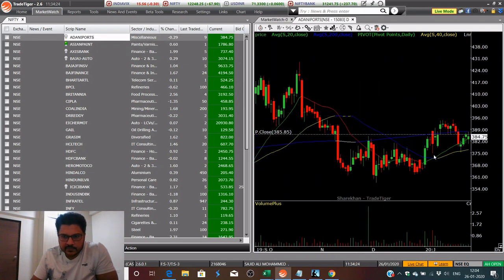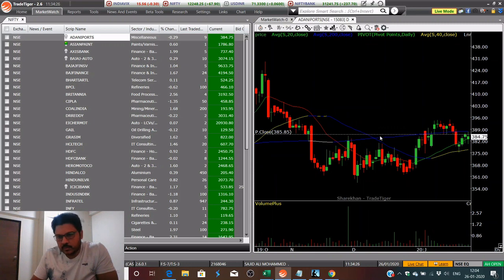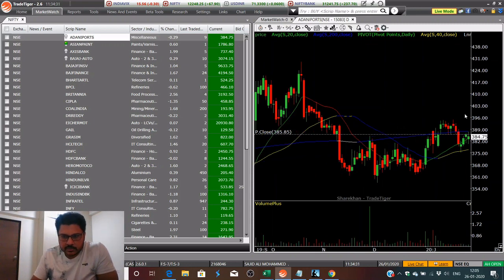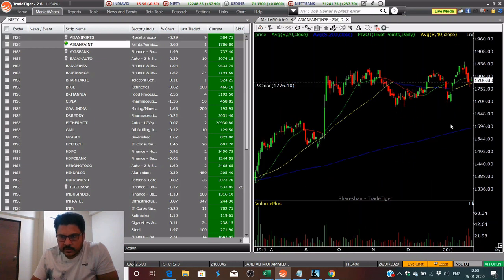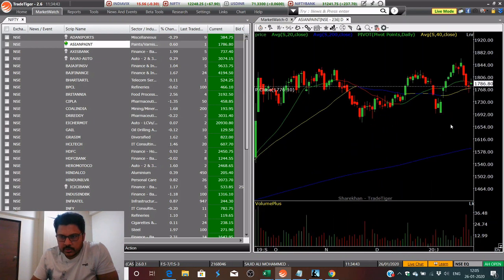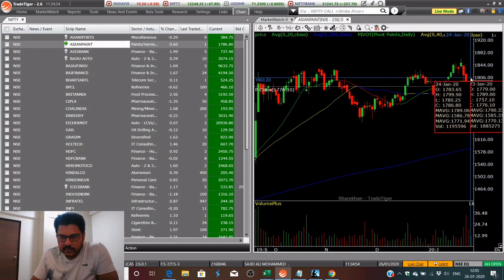We are on a daily time frame with the two key moving averages, 20 and 200. So Adani Enterprises, Adani Ports, you can see there's a lot of resistance. 20 and 200 are together, so it's better to avoid this. Asian Paints is taking a support on the 20 and 200, bottoming tail bar. You can wait for this high to be broken.